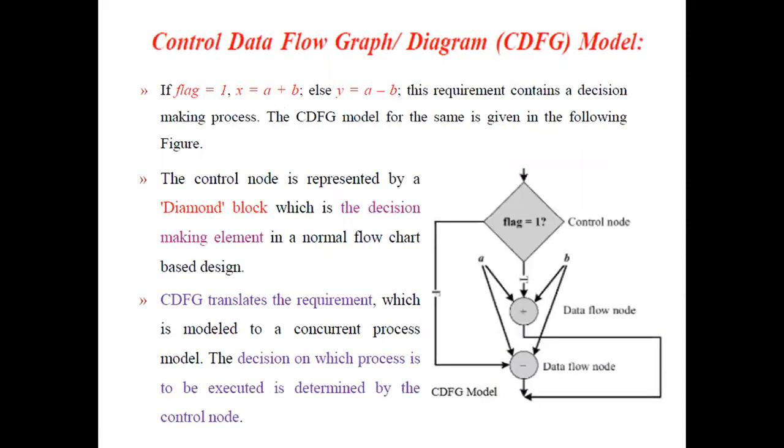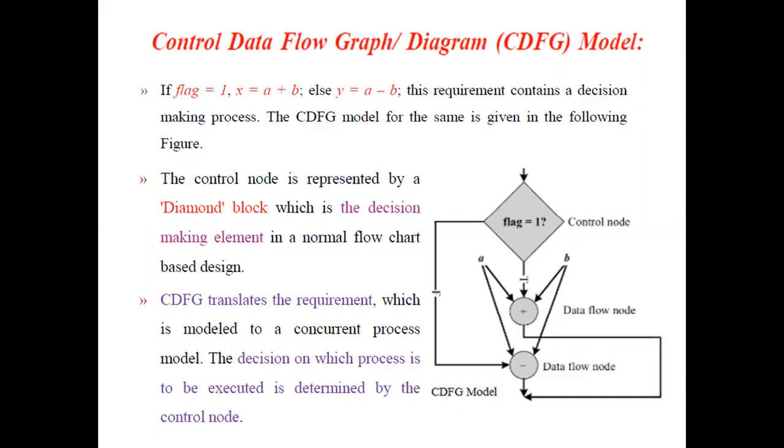Next is the control data flow graph, the second one. In the data flow graph model, the execution is controlled by data and doesn't involve any control operations. In earlier cases, there were no conditional or control operations. But in the control data flow graph, we have some conditions, and by using these conditions we execute.